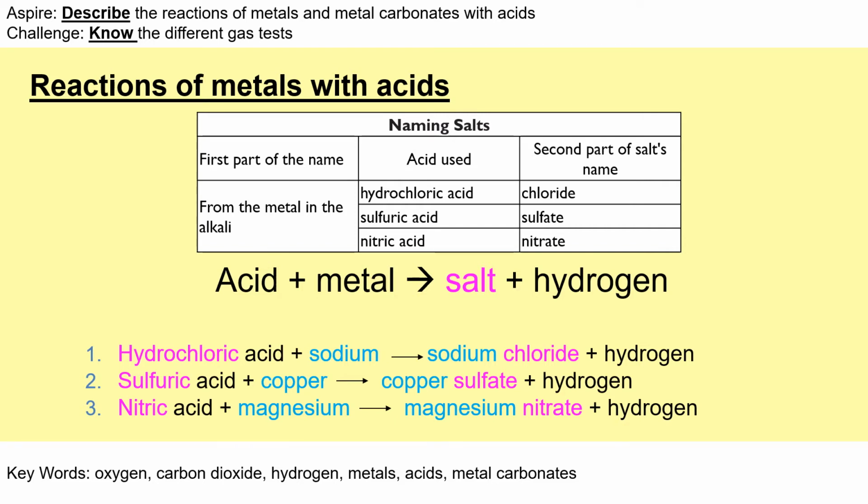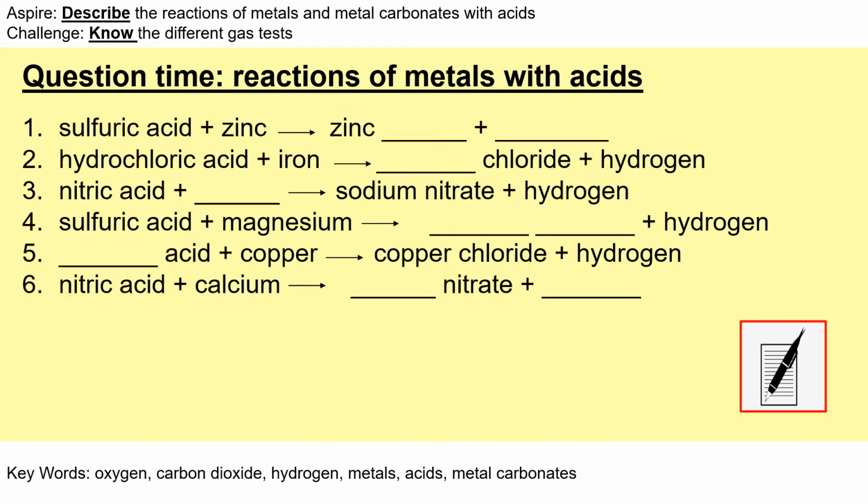So what we're going to do now is have a little practice at some of these. What I would like you to do is to complete these examples for me. The first one, we have sulfuric acid plus zinc gives zinc blank plus blank. Question number 2, hydrochloric acid plus iron gives something chloride plus hydrogen. Question number 3, nitric acid plus blank gives sodium nitrate plus hydrogen. Question number 4, sulfuric acid plus magnesium gives blank blank plus hydrogen.